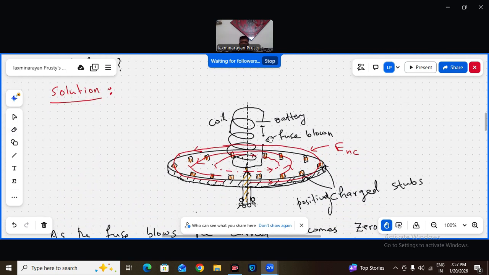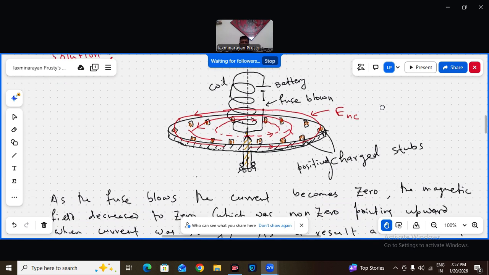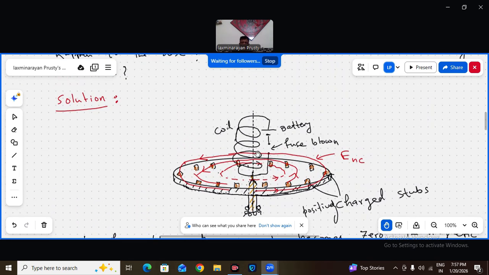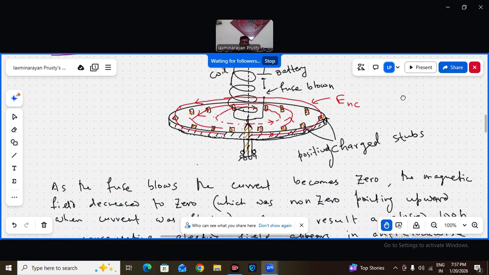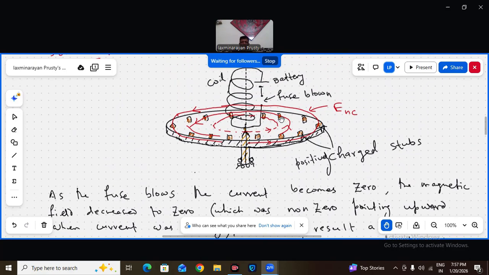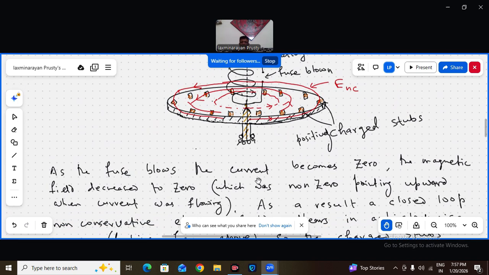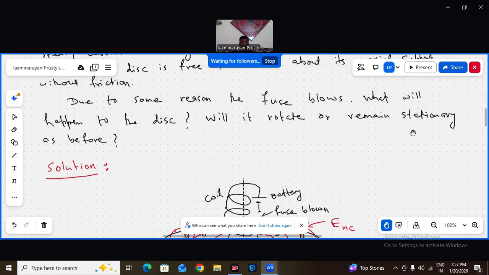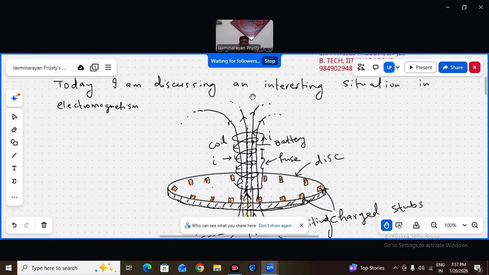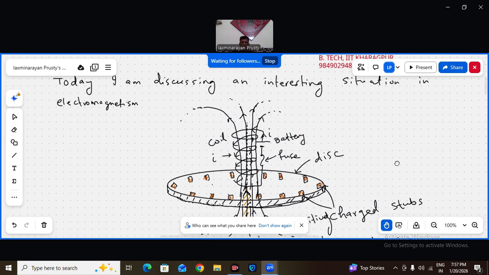Let's see the solution. Now I've shown the fuse blown, current zero, magnetic field has reduced to zero. But we know if the magnetic field reduces to zero or decreases, it creates a non-conservative electric field. That's what we are observing. I have shown the non-conservative electric field as red color closed loops. As the fuse blows, the current becomes zero, the magnetic field decreases to zero, which was earlier non-zero, pointing upward, looking from above.